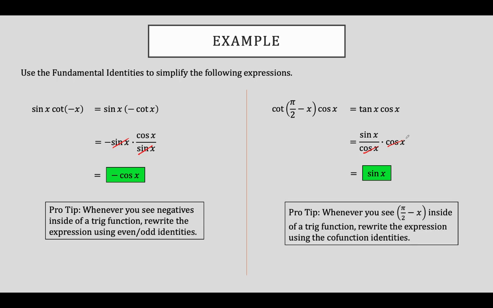All right, pro tip: whenever you see pi over 2 minus x inside of a trig function, rewrite the expression using the cofunction identities. So that should be fairly easy to recognize, when to use even and odd identities, and when to use our cofunction identity.